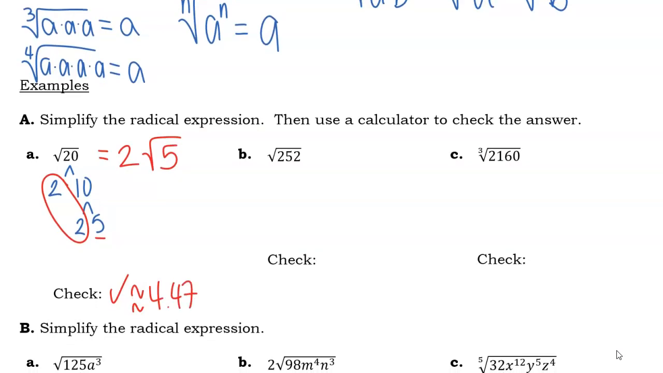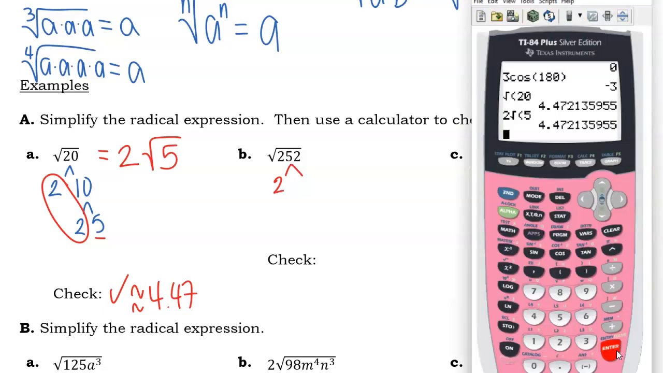Let's try another one. The square root of 252. So 20, to me, that was super obvious. 252, I don't really know what the factors are, but I know it's even, so 2 should work, okay? So if you're not really sure about what times what gives you the number, you can always start dividing by common primes and just seeing what comes out, right?